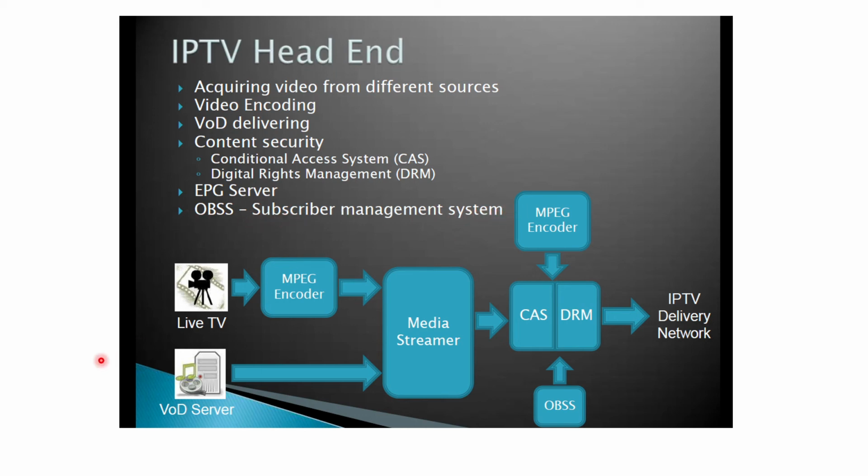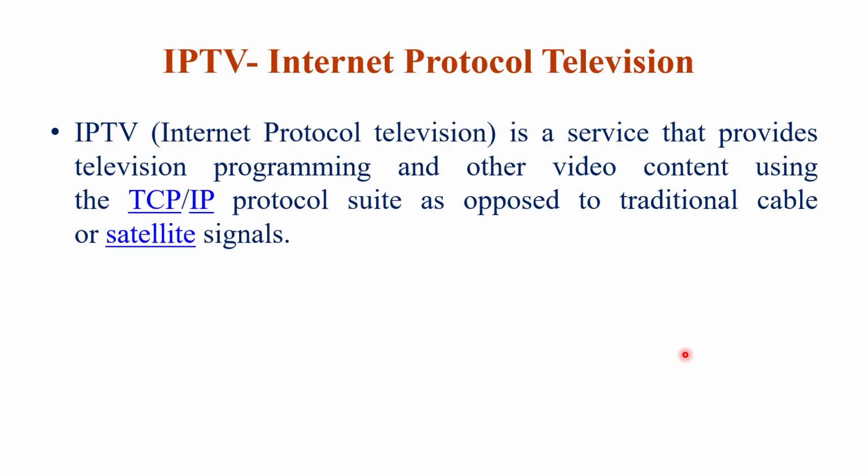So here you can see live television, video on demand, and with the MPEG encoder it gets encoded. Then it goes to the media streamer. Then it goes to the CAS, that is the conditional access system, and digital rights management. Okay, so that will be governed by the subscriber management system. Okay, and this is the MPEG. And finally the IP television delivery network takes that data. Okay. Internet protocol television.